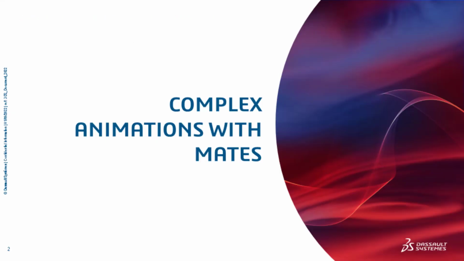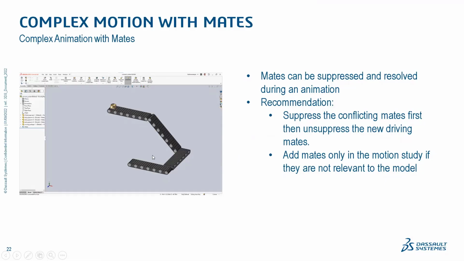So next we're going to talk about complex animation with mates. And in this example, we're going to show this product moving along conveyor belts and how we can suppress and resolve mates in the motion study in order for this product to move along those conveyor belts.